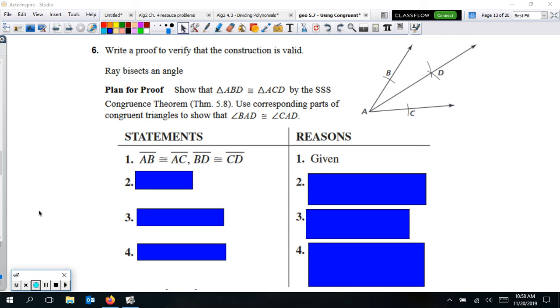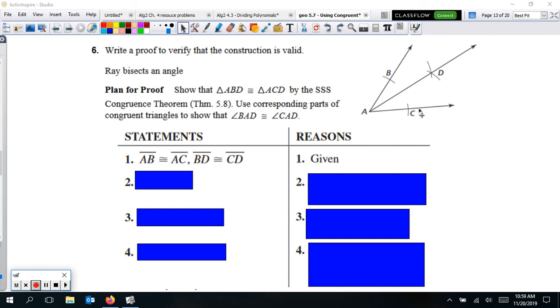Okay, so problem number 6 is kind of a proof of a construction. So we can see our construction here in the proof. It says write a proof to verify that the construction is valid. So here's our diagram of this construction, where we're constructing a ray that bisects an angle. We're trying to prove that this is valid, that this ray right here going through, ray AD, bisects angle BAC.